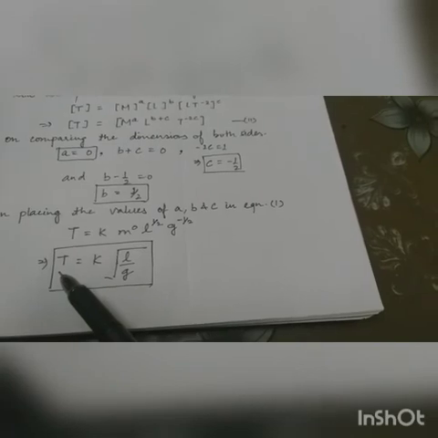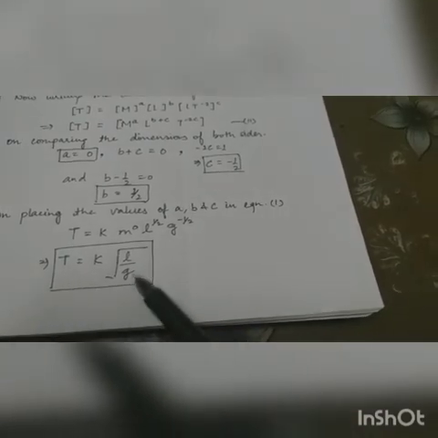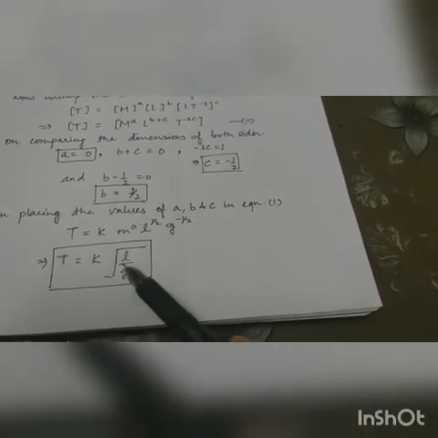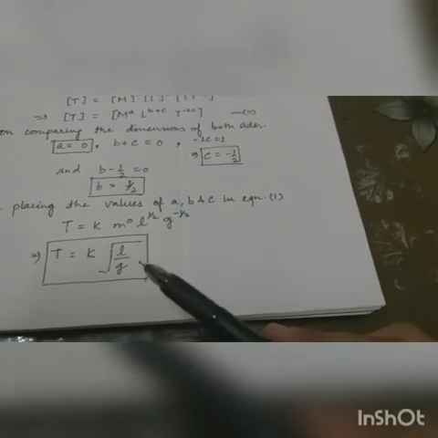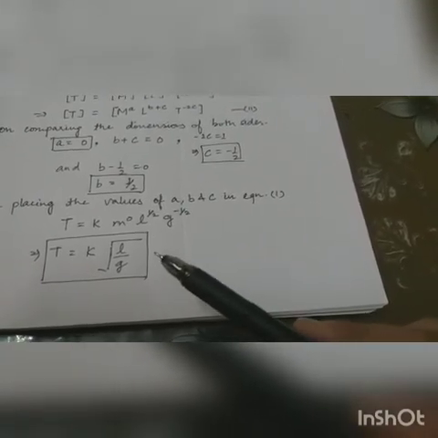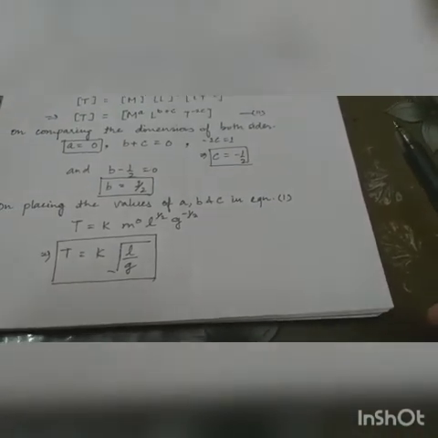So it represents that the time period of a simple pendulum is directly proportional to the square root of l and inversely proportional to the square root of g. This is the pattern of solving the numerical problems which are based upon application number 3 of dimensional analysis.